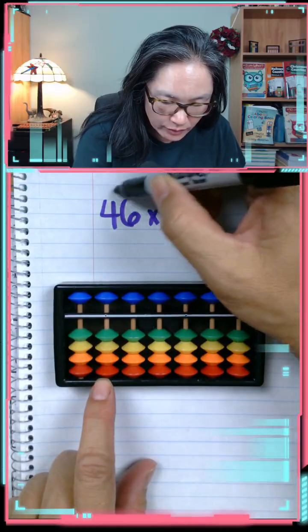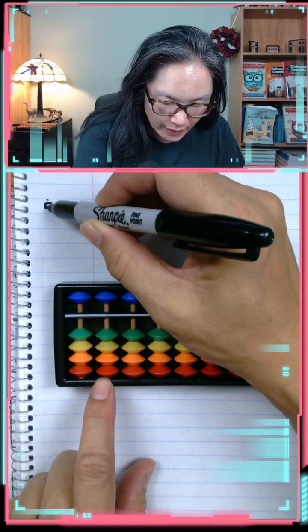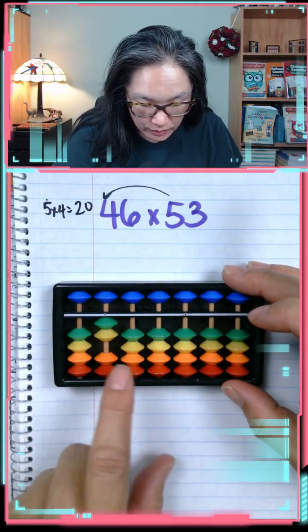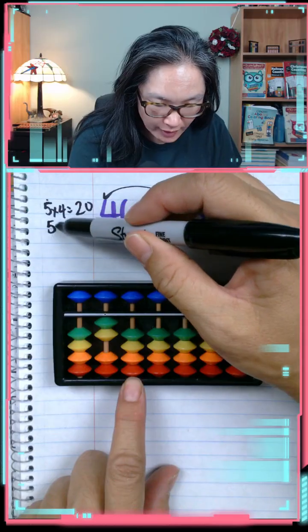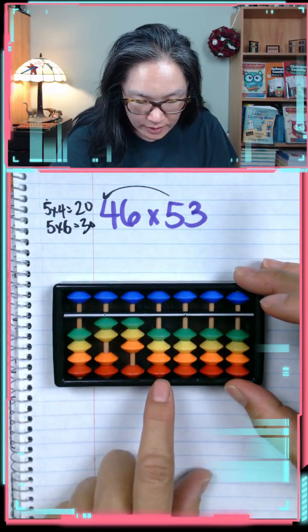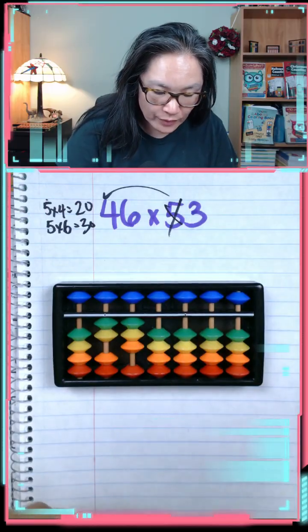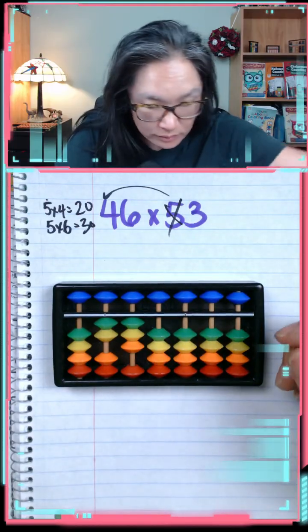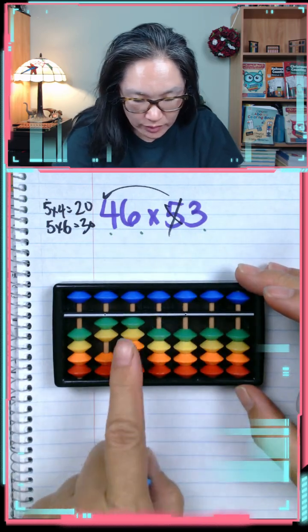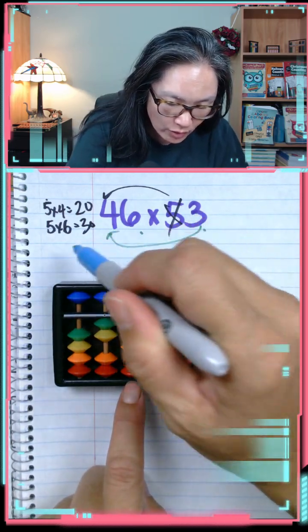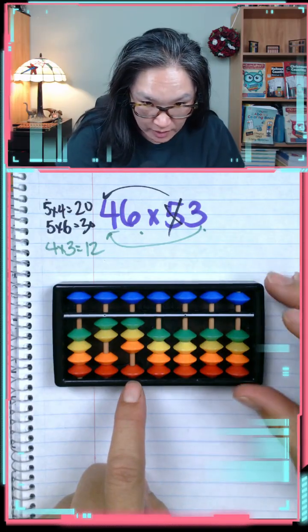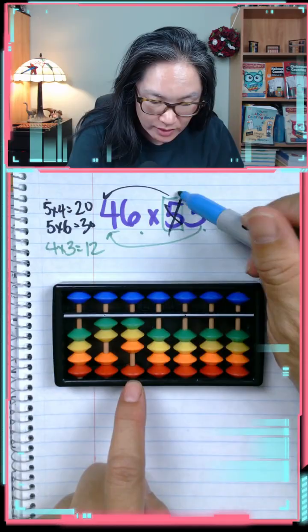So we do 5 times 4. 5 times 4 is 20. Add the 2, add the 0. 5 times 6 is 30. Add the 3, add the 0. We're done with that. We have to recount, right? 1, 2, 3. 4 times 3 is 12. Yeah, you have to recount it because we're done with this. We don't need to worry about it anymore, right?